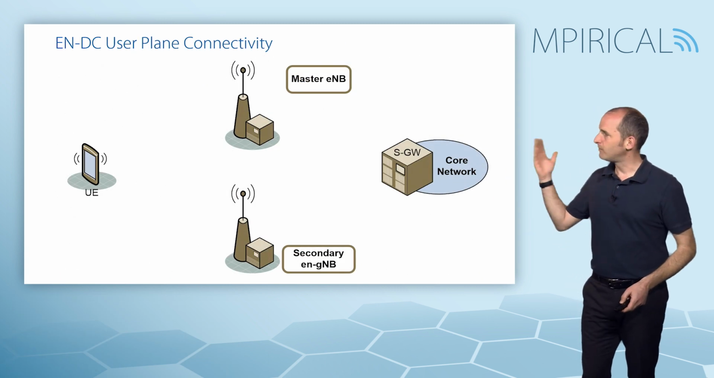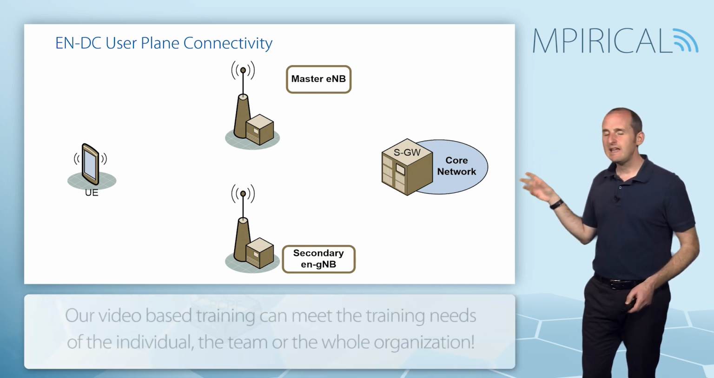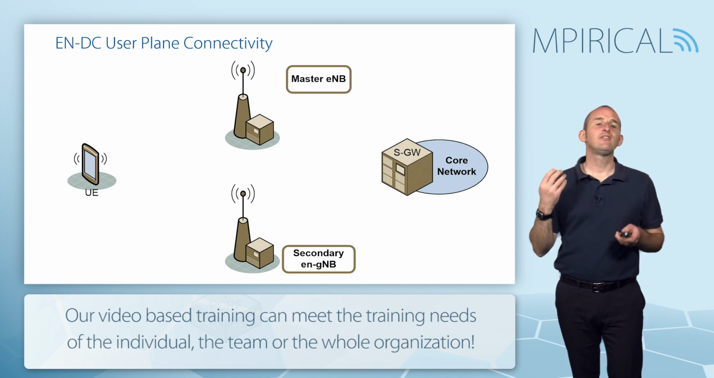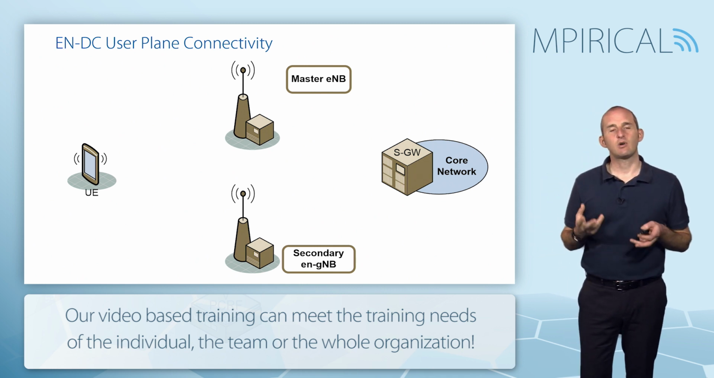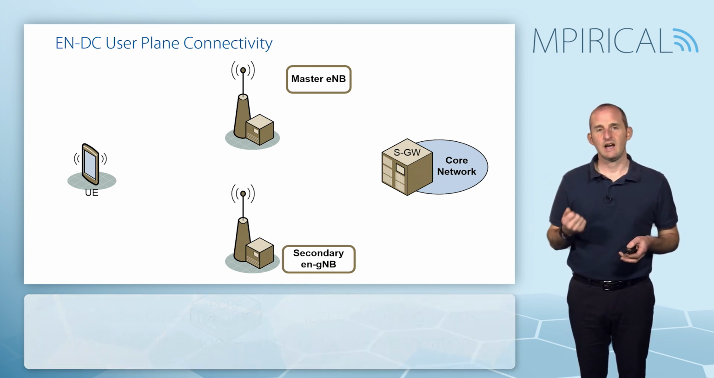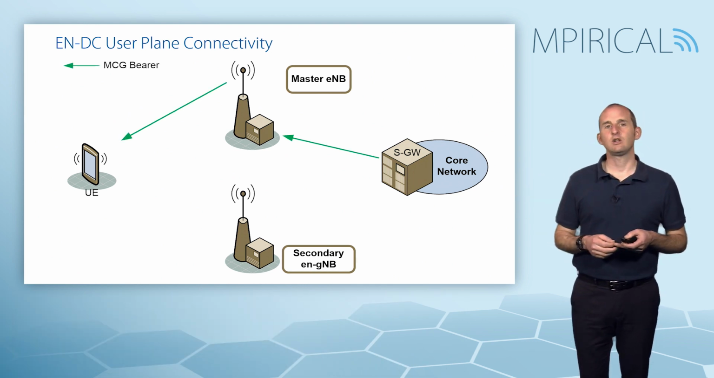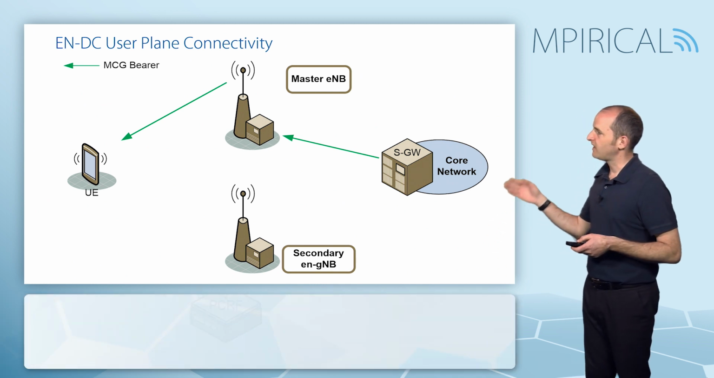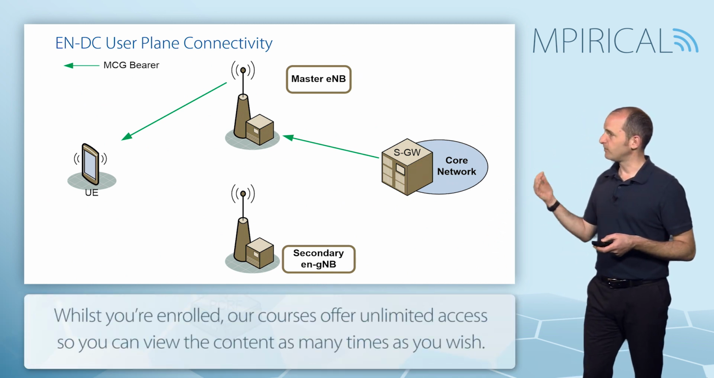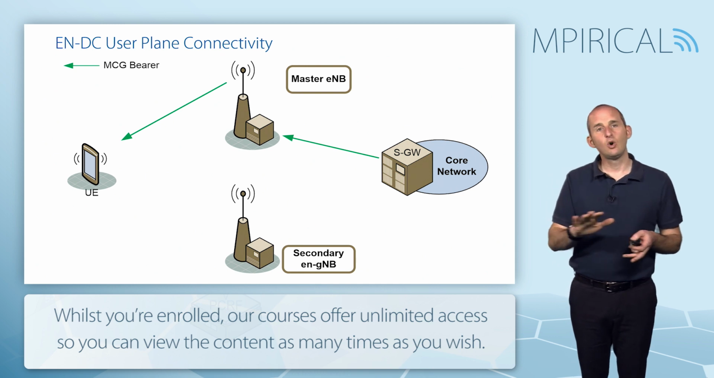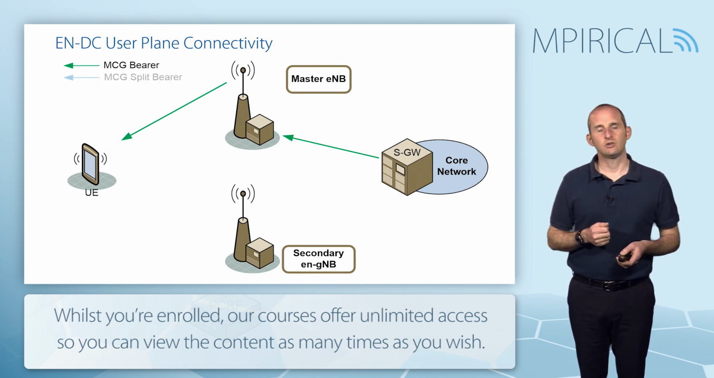So here we've got our master eNB, our secondary EN-gNB, and we've got the serving gateway and the core network. There are 4 different E-RAB configurations that we can potentially have with ENDC. The first one is the master cell group bearer. So you can see that the E-RAB is flowing from the serving gateway to the master eNodeB straight to the device. No involvement with the secondary RAN node.